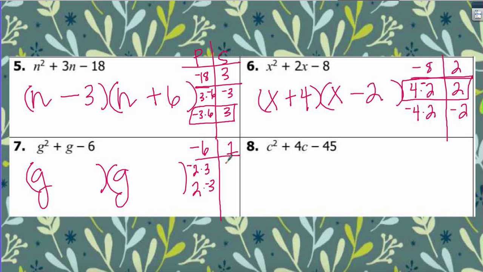Negative 2 plus 3 is a positive 1. 2 plus negative 3 is a negative 1. So I need the 2 to be the minus and the 3 to be the plus.